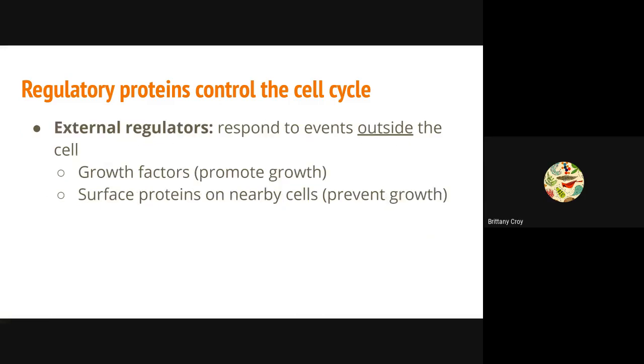The other type of regulatory proteins are called external regulators because they respond to events outside of the cell. For example, there are growth factors. Those would be hormones produced by the body that tell it when to start growing. And then this is the example from our first slide. There are surface proteins on nearby cells that prevent growth. So a cell grows basically until it touches another cell, and then when it feels those surface proteins, it stops growing.